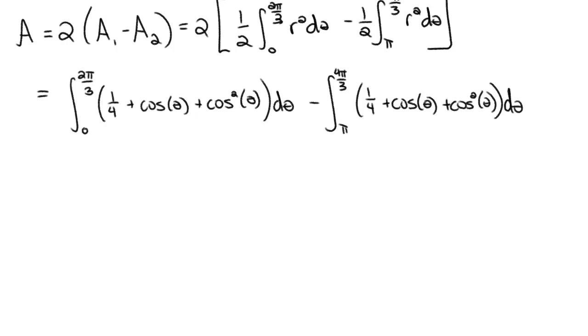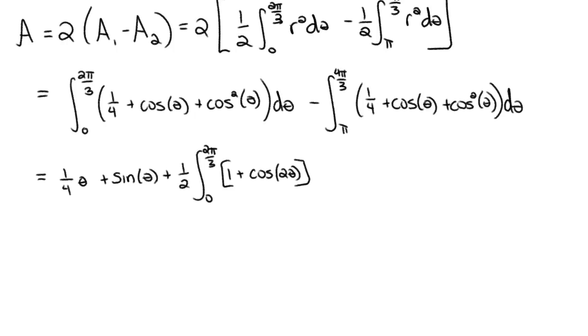All right, so antiderivatives. So the antiderivative of 1/4 is 1/4 theta. The antiderivative of the cosine is the sine. And we have that cosine squared. That's 1/2 times 1 plus cosine of 2 theta. It's the half angle identity. And we're going to lose, oh, by the way, these two pieces right here are from 0 to 2 pi over 3. Should have written that in there. Sorry about that.